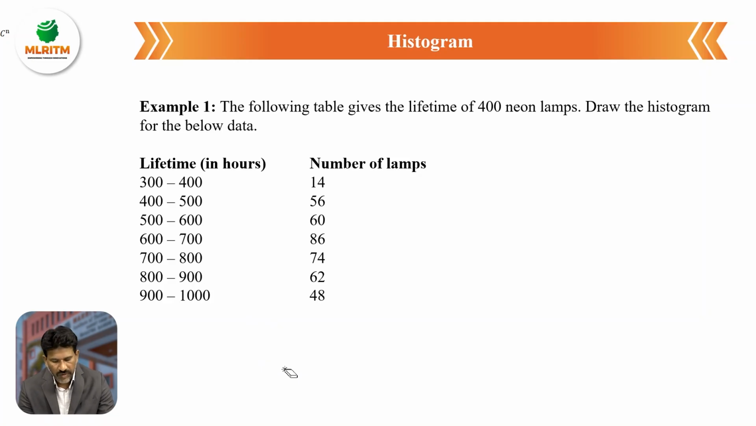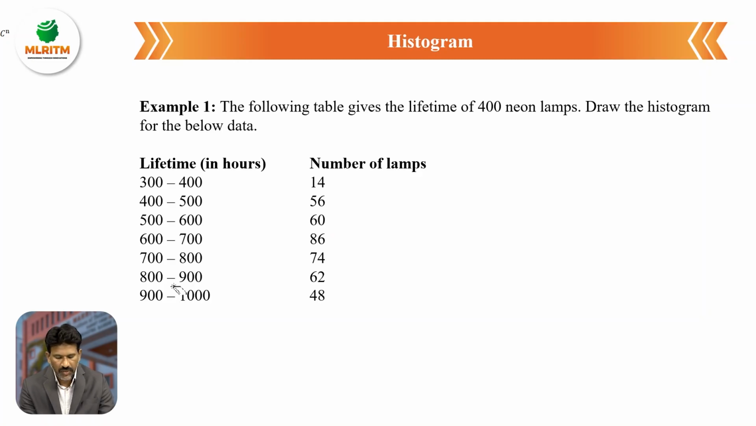First, the lifetime in hours: for 300 to 400 hours, there are 14 neon lamps. For 400 to 500 hours, there are 56 neon lamps. For 500 to 600 hours, there are 60 neon lamps. For 600 to 700 hours, there are 86 neon lamps.